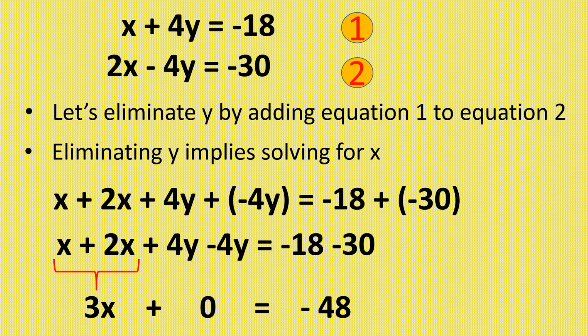In terms of the x terms, x plus 2x gives us 3x, and then 4y minus 4y is 0. So you see that we have successfully eliminated the y, because y now becomes 0. On the right hand side, minus 18 minus 30 gives us minus 48. That is, y has been successfully eliminated.